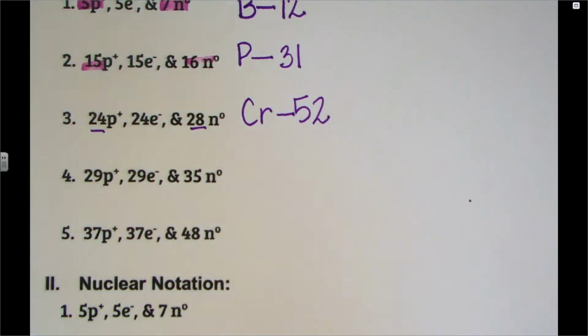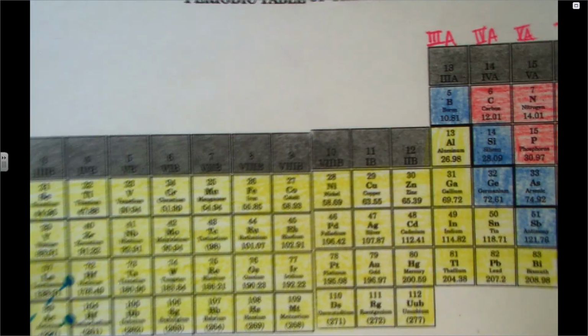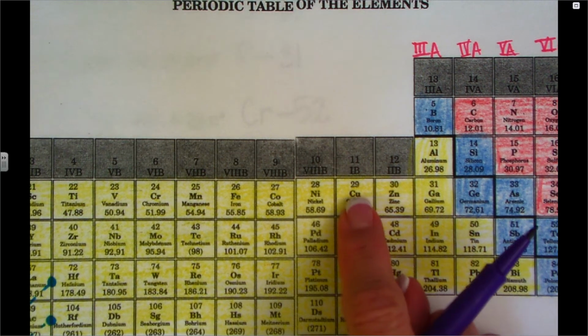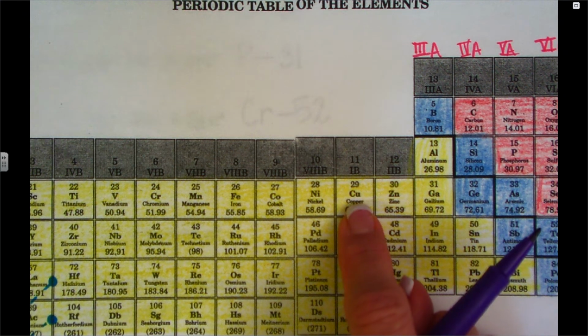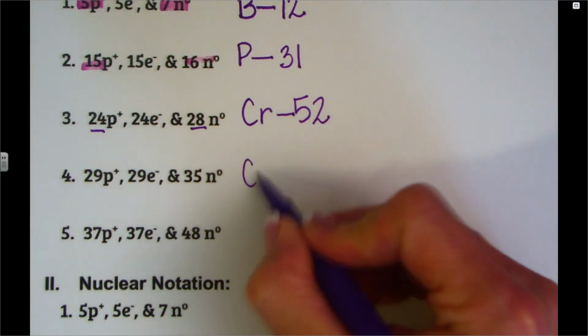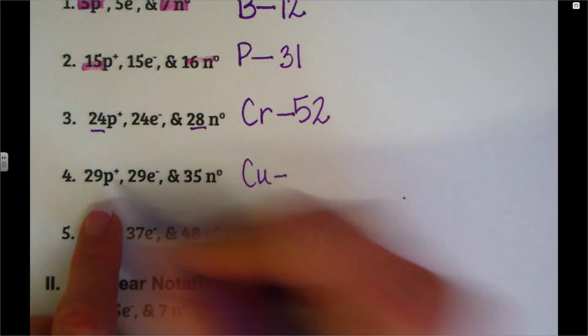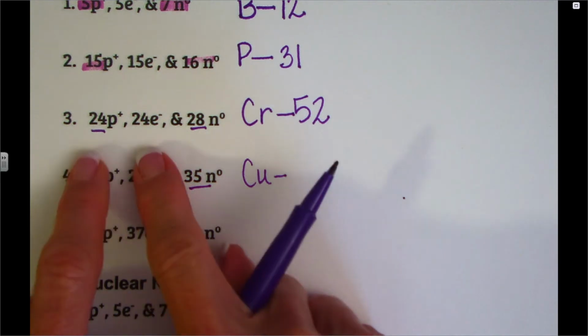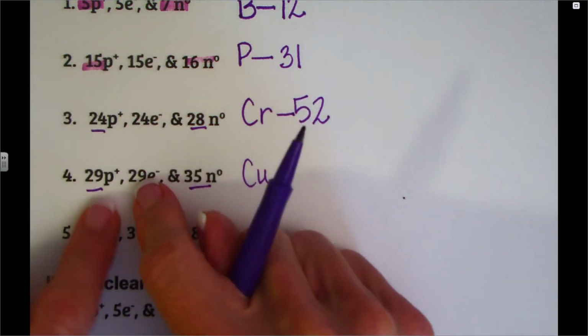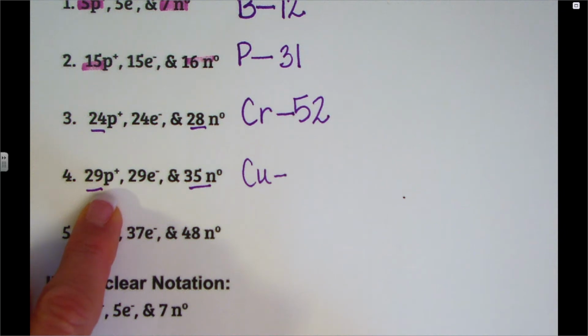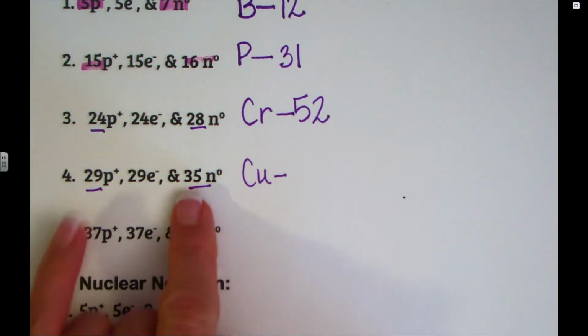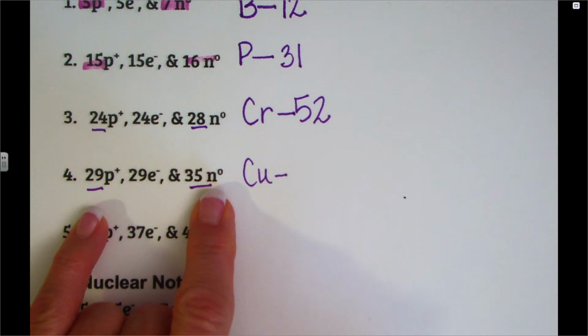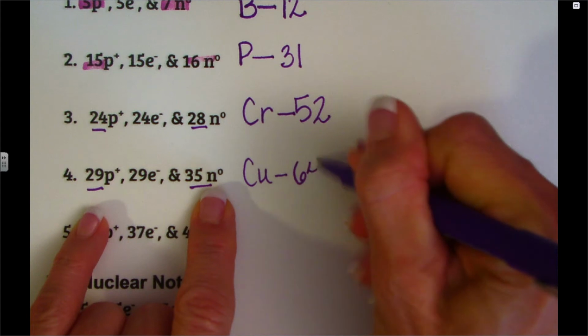Let's look at number 4. We have an atom with 29 protons. Remember, the protons identify your element. So you want to find the atomic number 29, which is copper. Cu, hyphen. Now add your protons to your neutrons. Notice the electrons and the protons are matching for all the ones we've done so far. So these are all atoms, so you don't have to worry about a charge. But to get your mass number, you add your protons to your neutrons. So 29 plus 35 gives you 64.